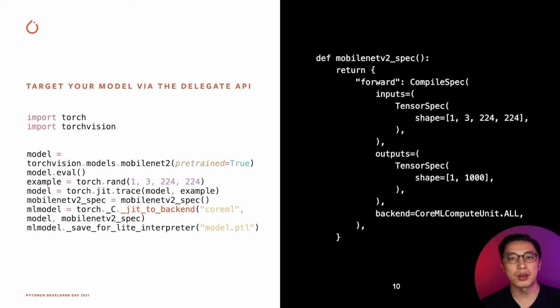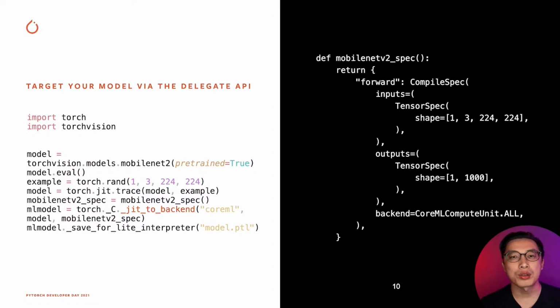Here is a code snippet of how to use the CoreML delegate on a pre-trained MobileNet model. First, we download the model from Torchvision, and then we call torch.jit.trace to convert the model to a TorchScript model. Next, we use the to_backend API to target the model on CoreML backend. And finally, we save the model to a lite interpreter compatible format. Note, we need to provide input and output shape information to do shape inference when converting the model.